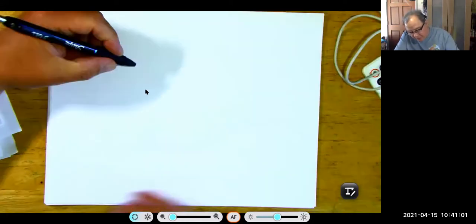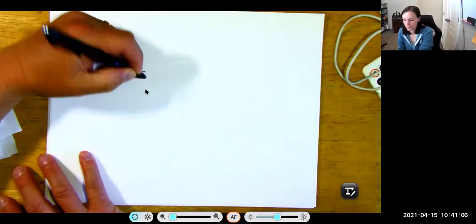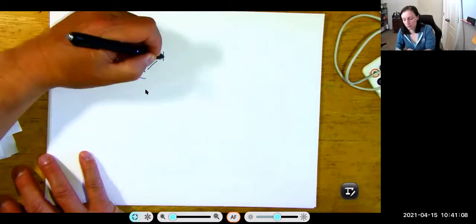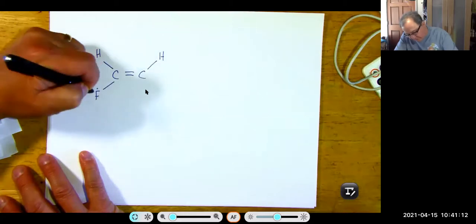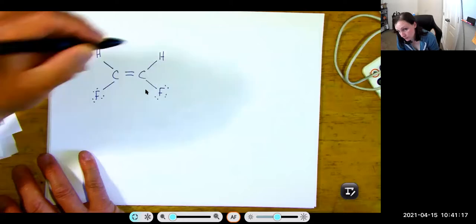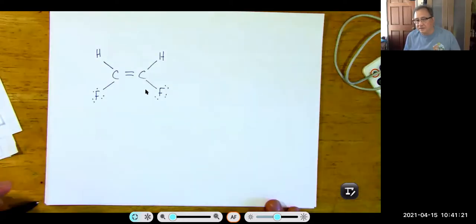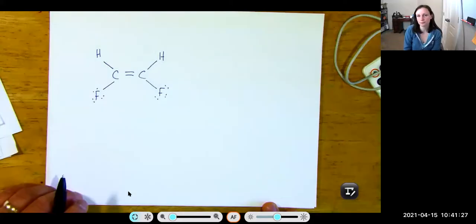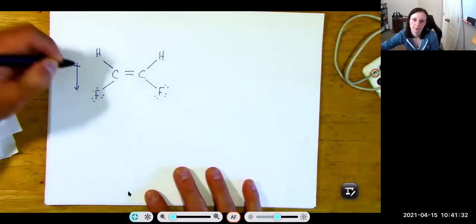So here we have two molecules that are similar to the one we just looked at. And so you see this is pretty flat, right? Yeah. And that's the actual geometry. Is this polar? Yeah. Where would I draw the arrow next to it? Going down.